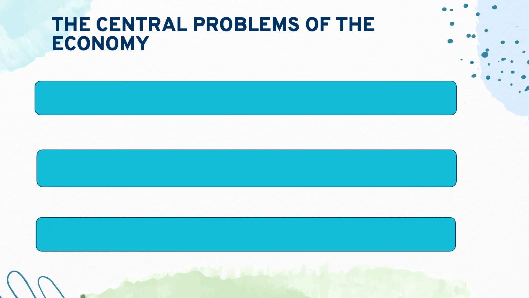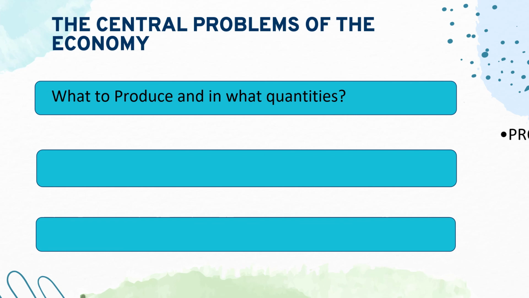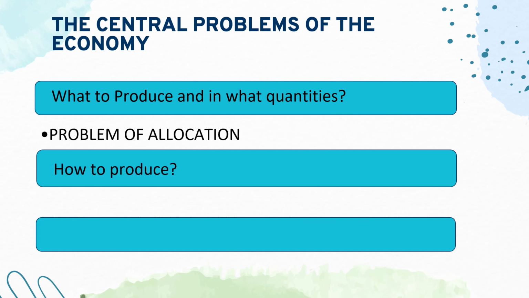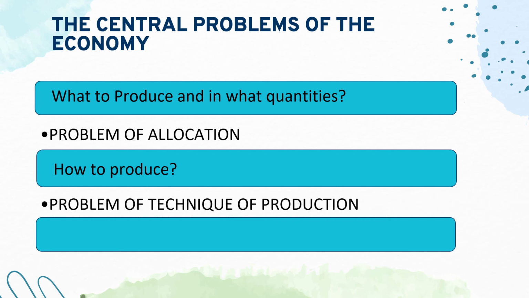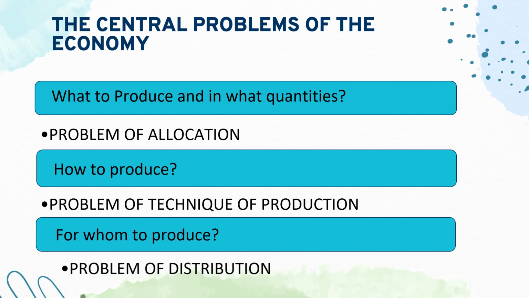And so to sum up the central problems of the economy in a nutshell, the first problem, what to produce and in what quantities, also known as the problem of allocation. The second, how to produce, also known as the problem of technique of production. And the third, for whom to produce, also known as the problem of distribution.